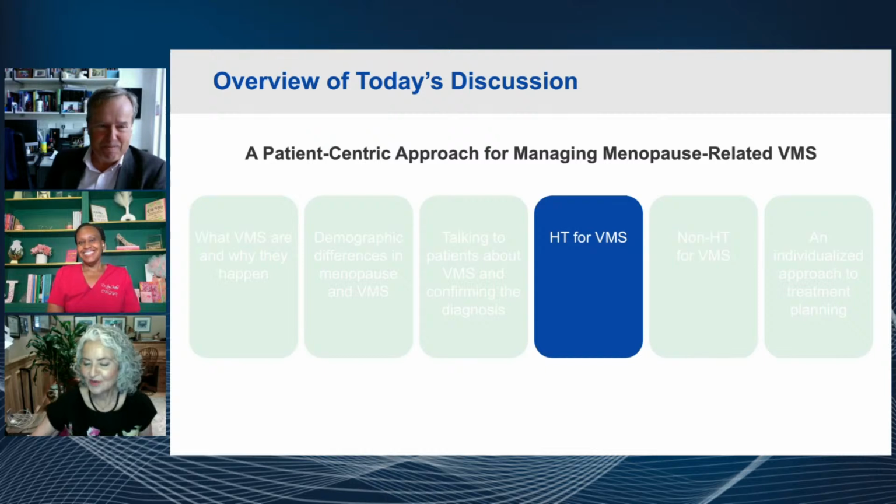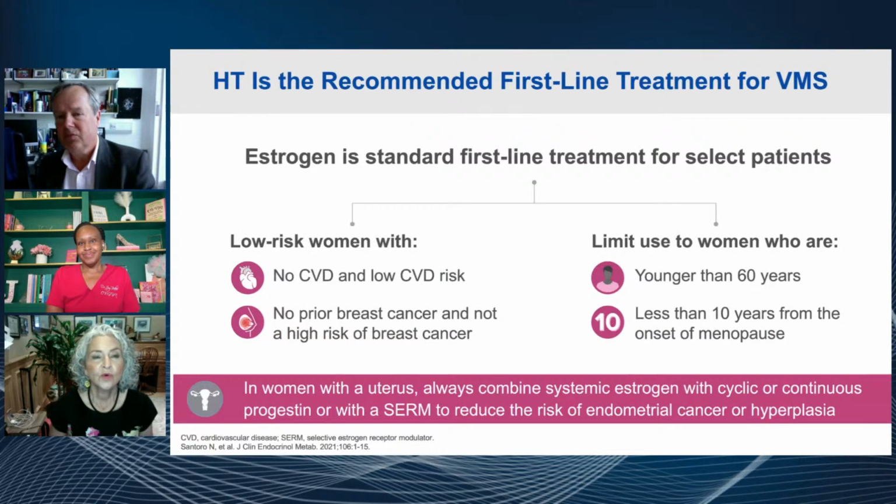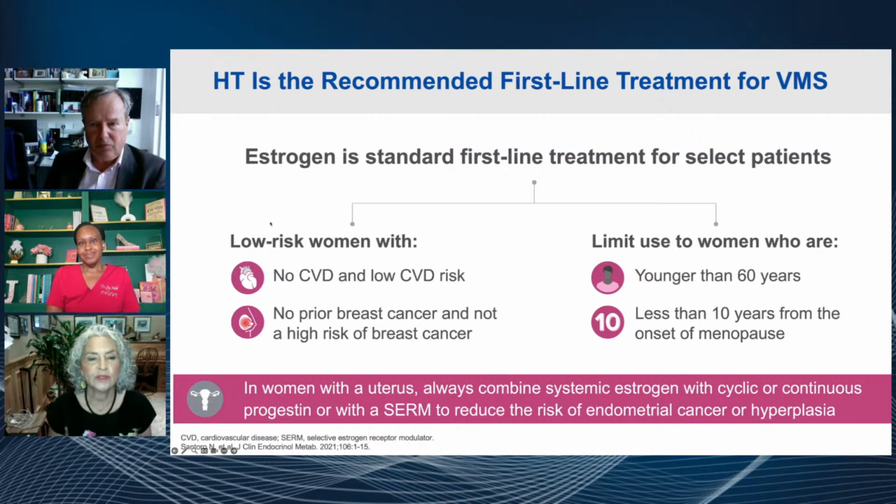Let's move on to hormone therapy. Hormones are the recommended first-line treatment for vasomotor symptoms, and estrogen is the standard. It's valuable for low-risk women who don't have heart disease or have low risk of heart disease and do not have contraindications. The most common ones can be history of thrombosis or prior breast cancer, and for some women at very high risk of breast cancer, it's better to use an alternative.